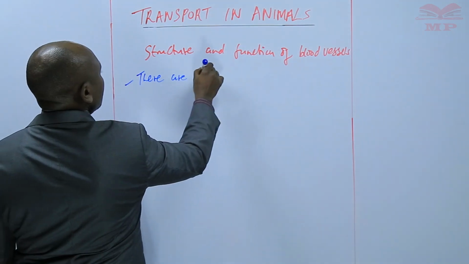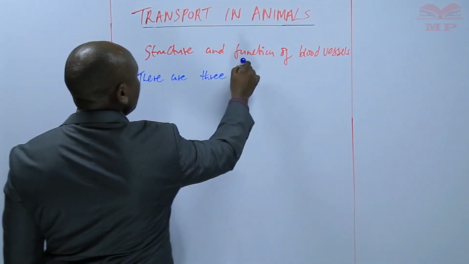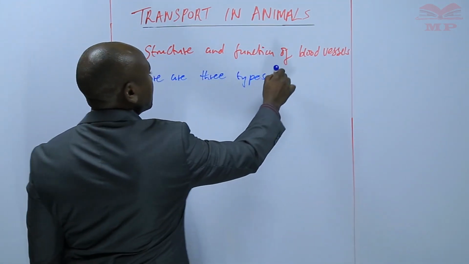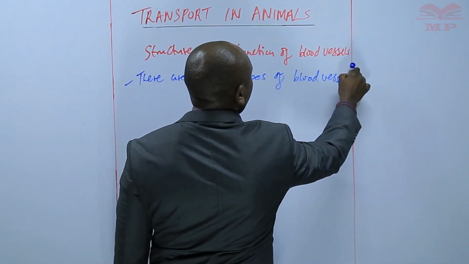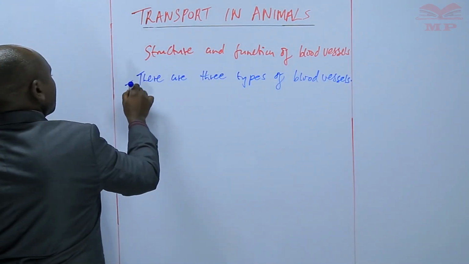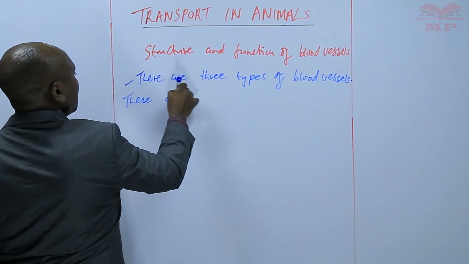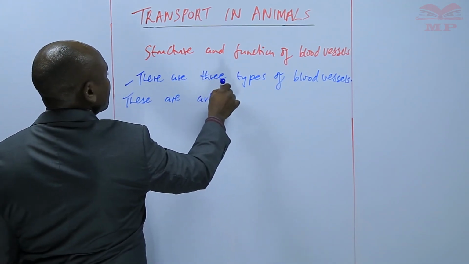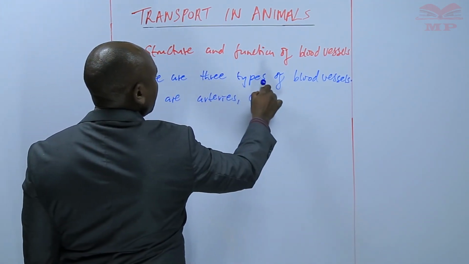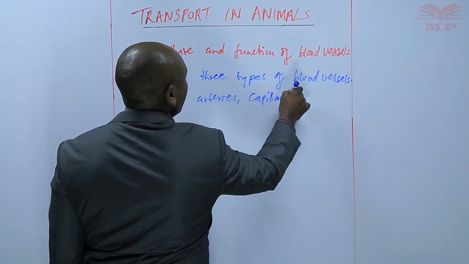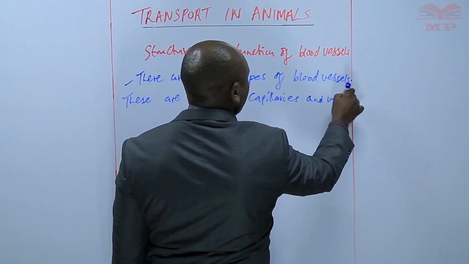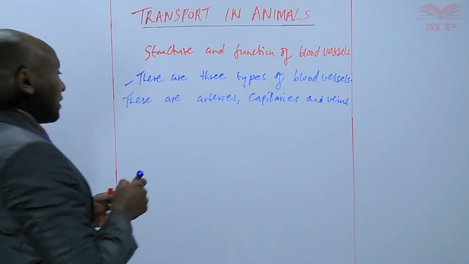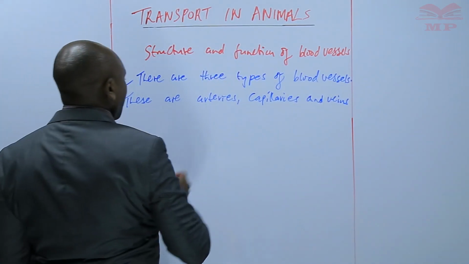So there are three types of blood vessels. And these are arteries, capillaries, and veins. So we'll start with the first one, and these ones are arteries.